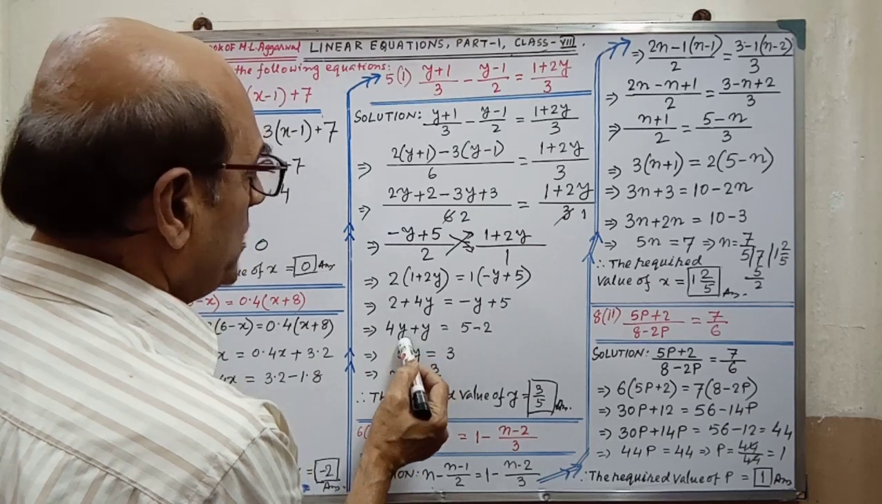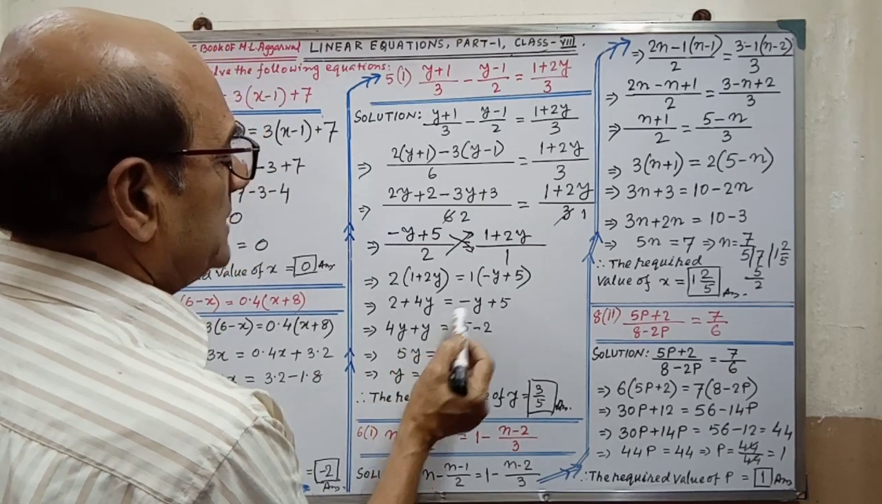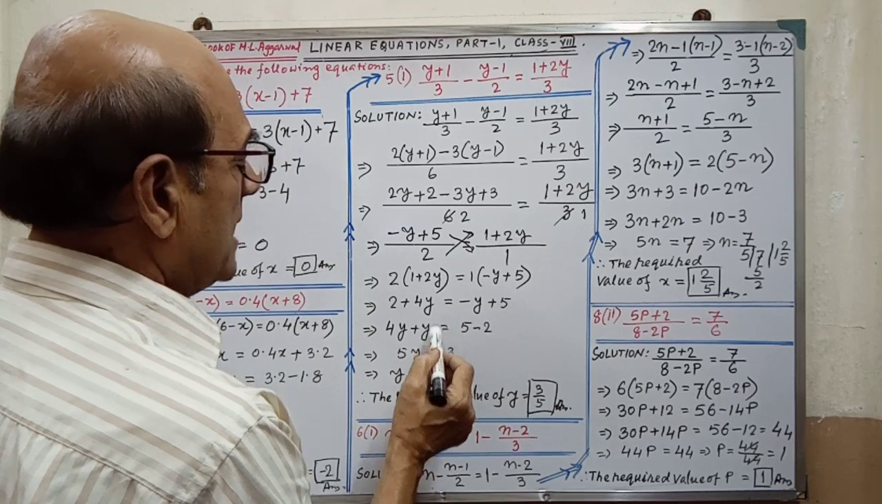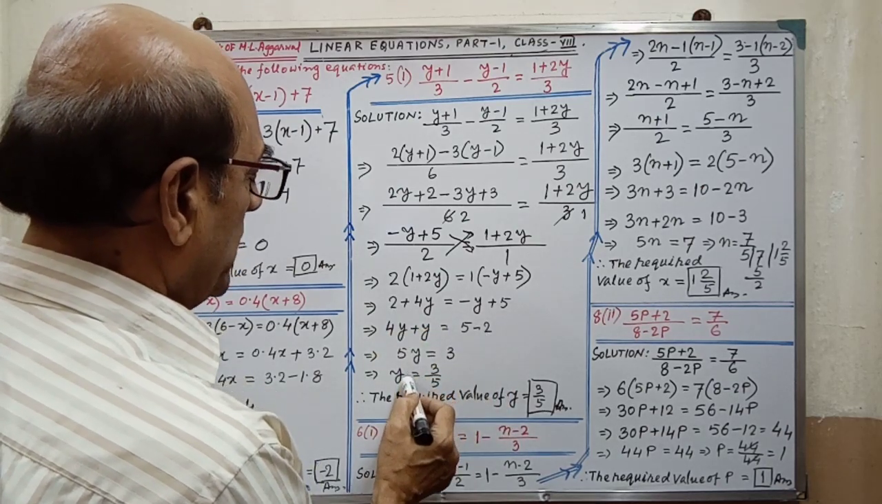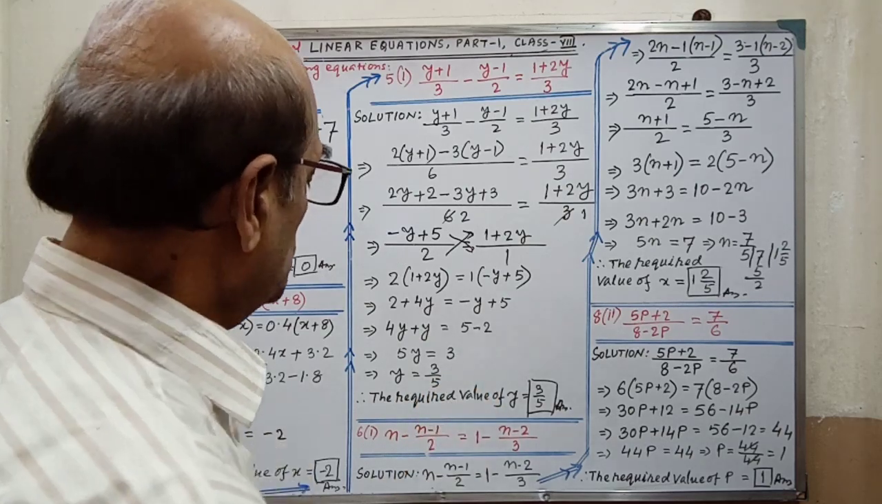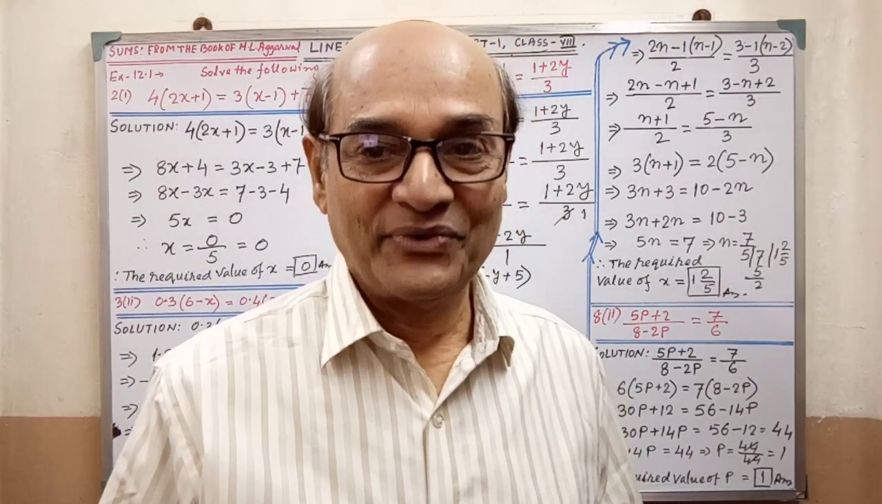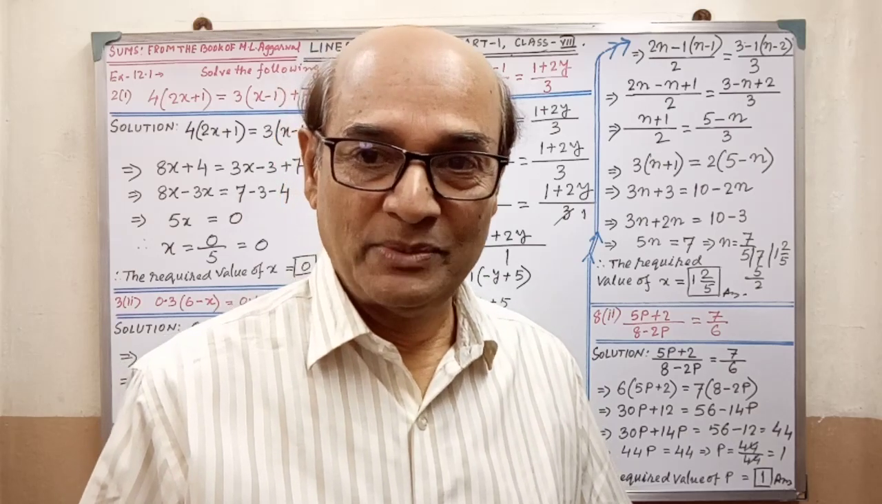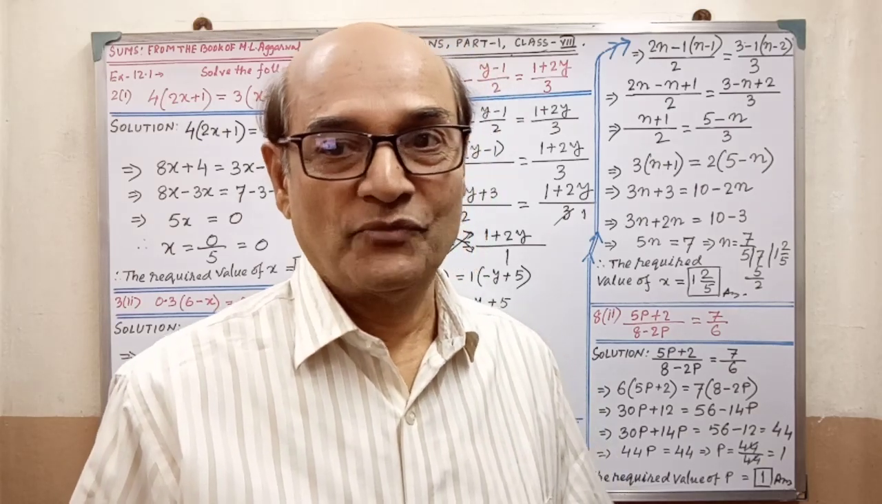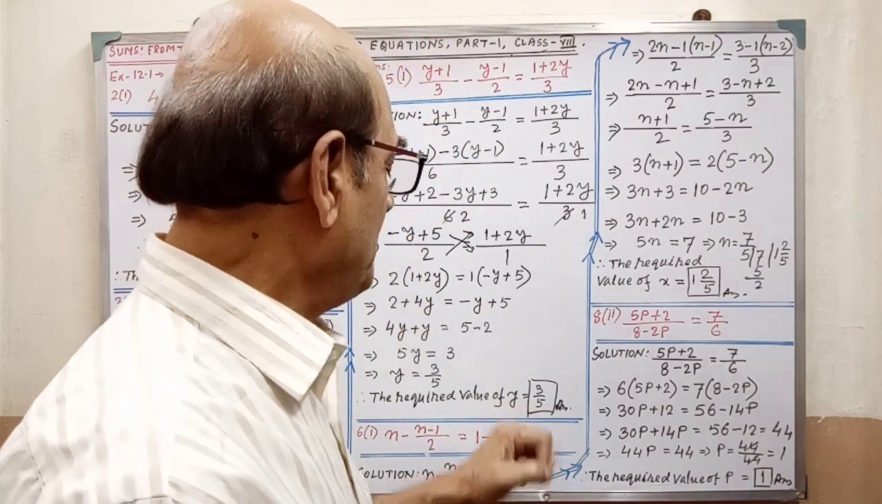Then y we have to take left hand side. This is the minus, so it will be plus, and this is plus 2, it will be minus 2. Then by simplifying we are getting 5y equal to 3. Therefore y equal to 3 by 5. 3 is multiplied, so when it comes right hand side, then it will be divided. So the required value of y is 3 by 5.